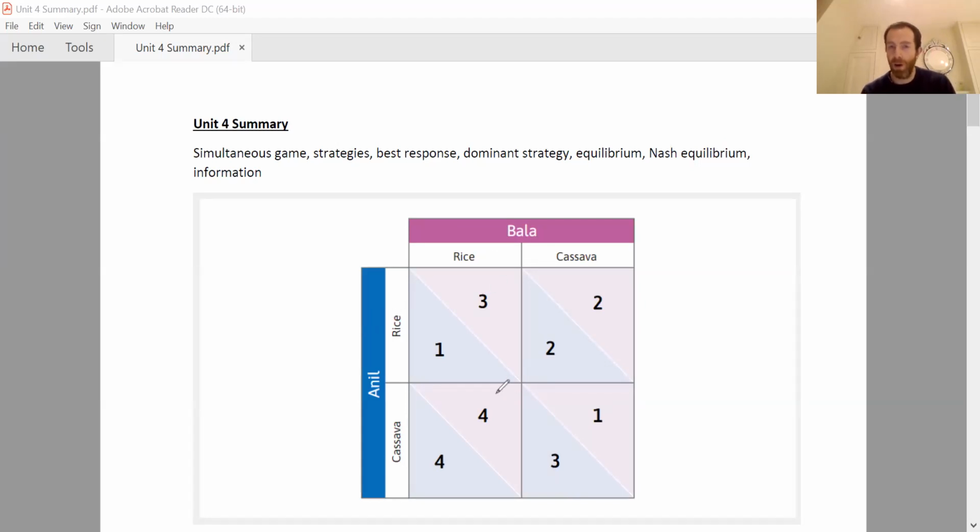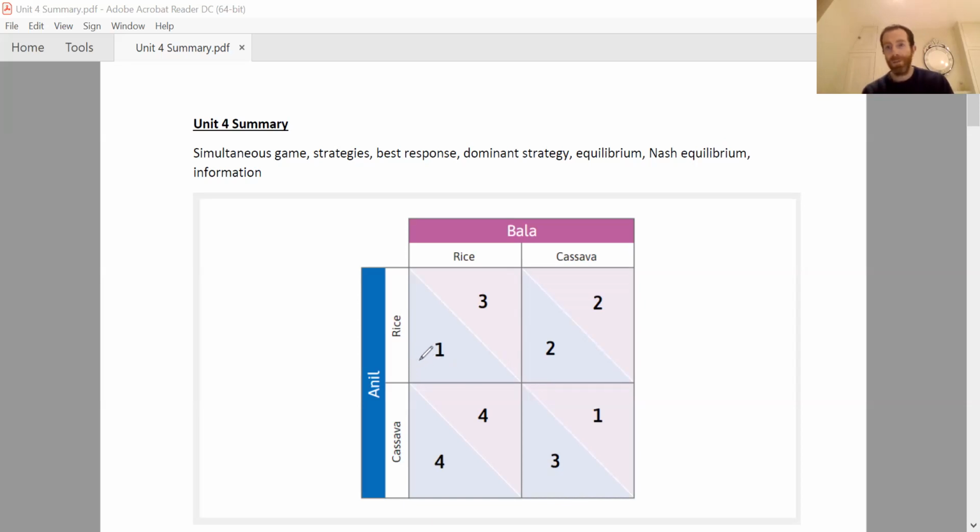And what this payoff matrix does is show us the payoff, or the utility, or the welfare, that each player will get out of every possible set of choices, every possible set of strategies. To give one example, if Anil chose to grow rice and Bala chose to grow rice, Anil would get a payoff of 1, Bala would get a payoff of 3. All we're doing here is showing the different payoffs from all the different possible sets of strategies.